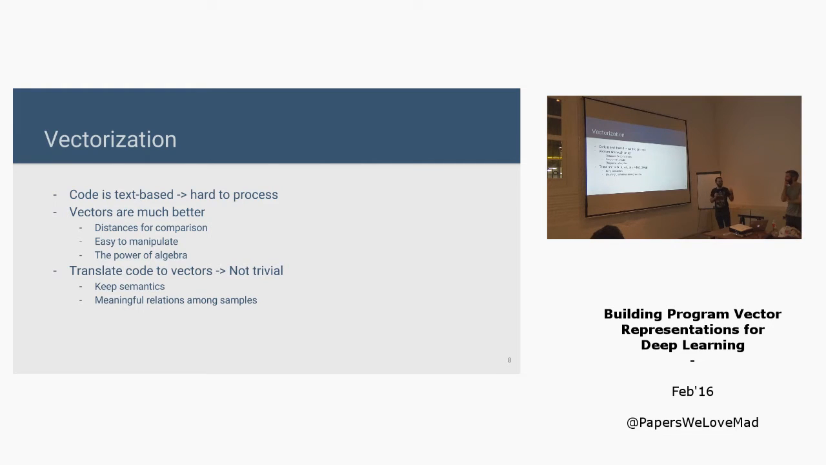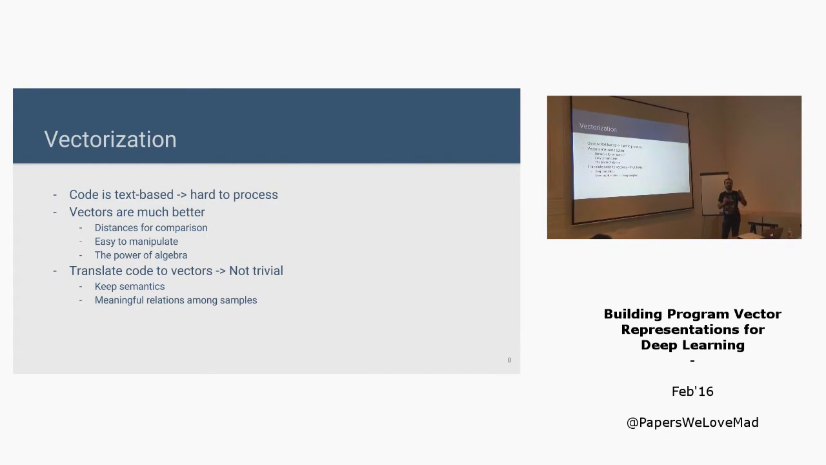Once you get algebra in the equation, you can do lots of things because you're using the power of maths to manipulate things that in the beginning were only text and you didn't really know what to do with them. So what is the problem of translating code to vectors? Well, it's actually the same problem at the root of transforming words to vectors, which we'll see later.